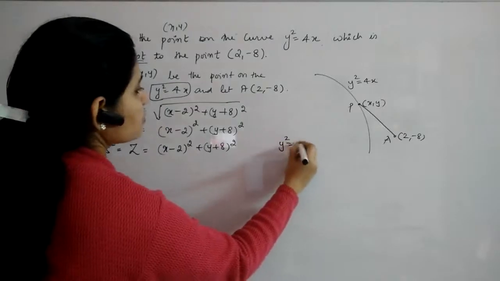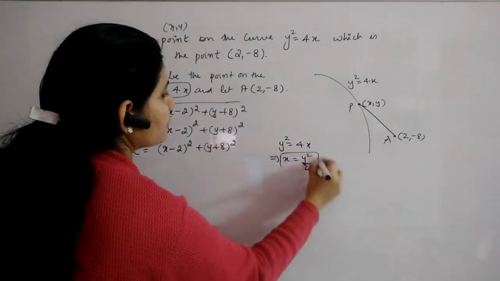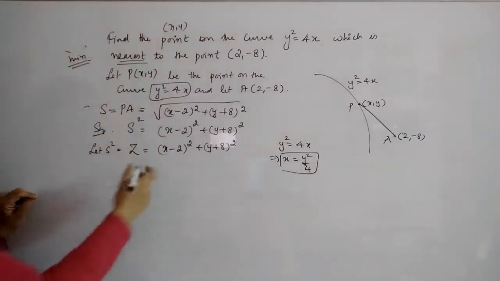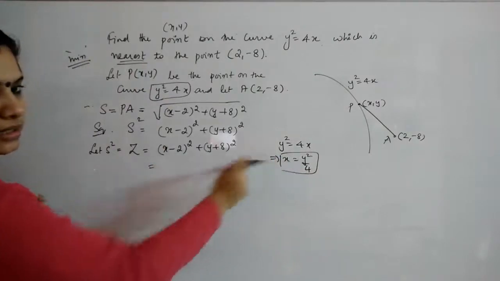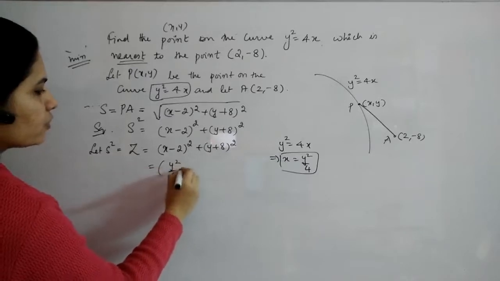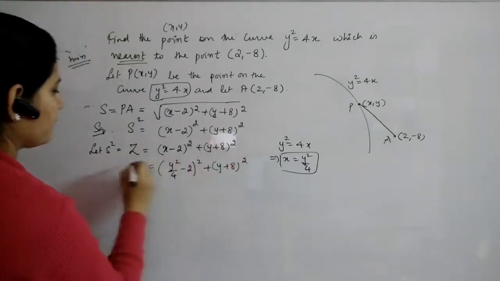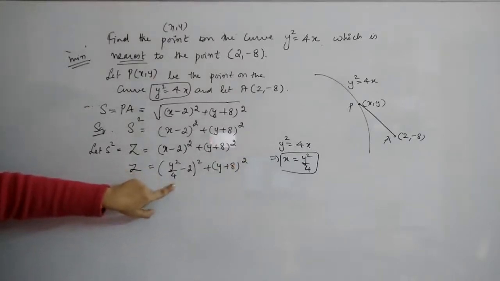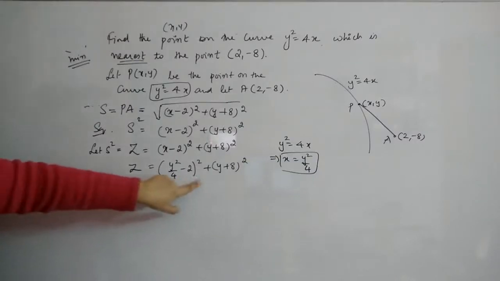Suppose, y square is equal to 4x, means I will get x as y square by 4. If I am replacing with this, I will differentiate with respect to y, because this function will contain only a term which contains y. This will become (y square by 4 minus 2) the whole square plus (y plus 8) the whole square. That is your z. Now this will be differentiated with respect to y, not x.